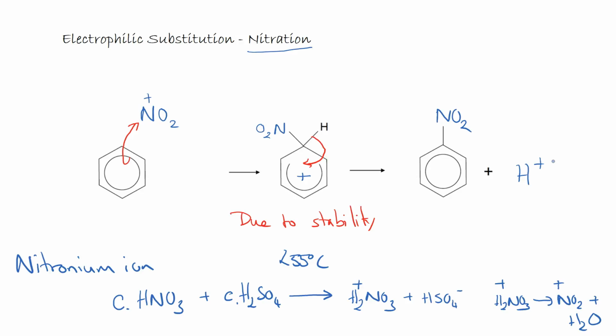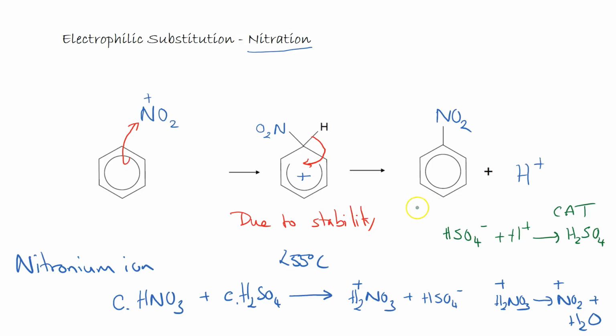This hydrogen ion can then re-react with the HSO4- that we made earlier. So our HSO4- from the formation of the nitronium ion, plus the H+, reforms the H2SO4, and so the H2SO4 in this reaction is acting as a catalyst.